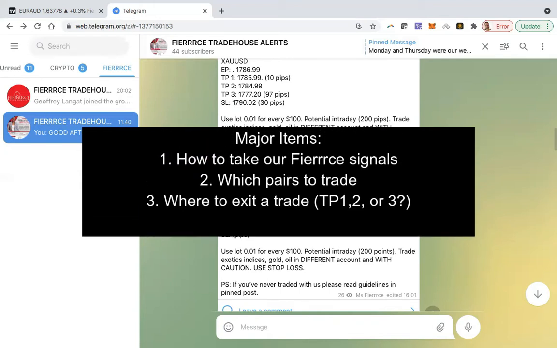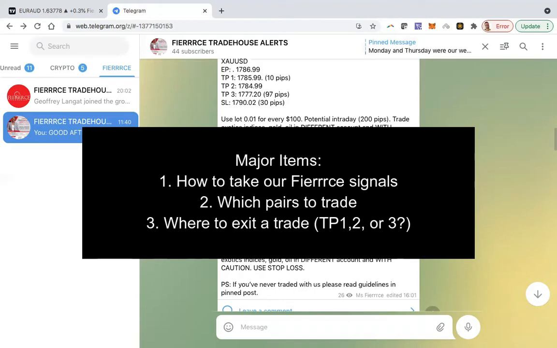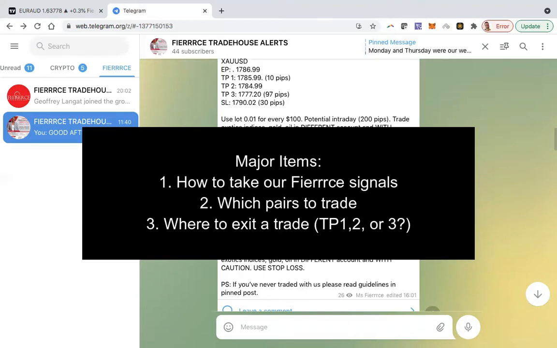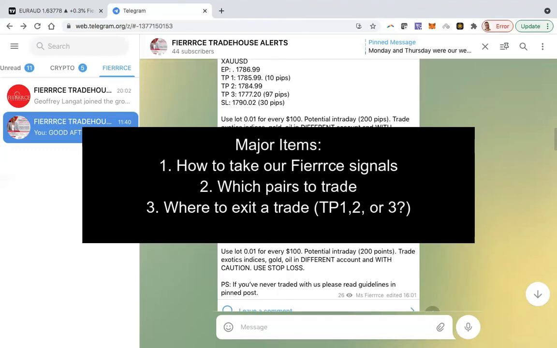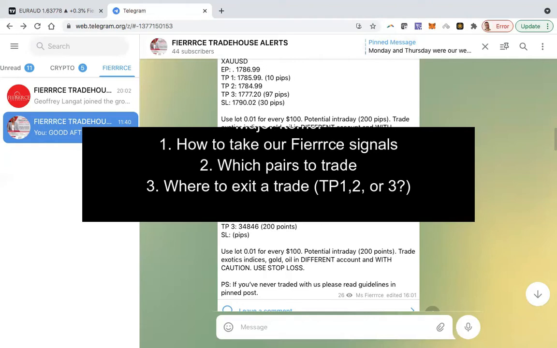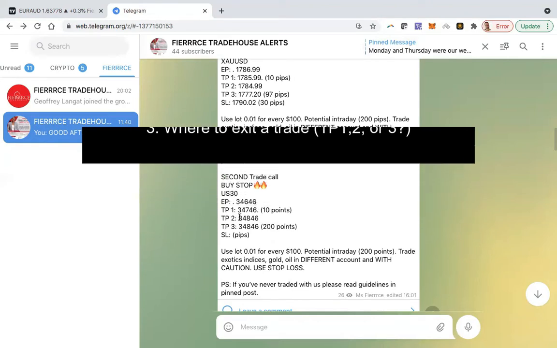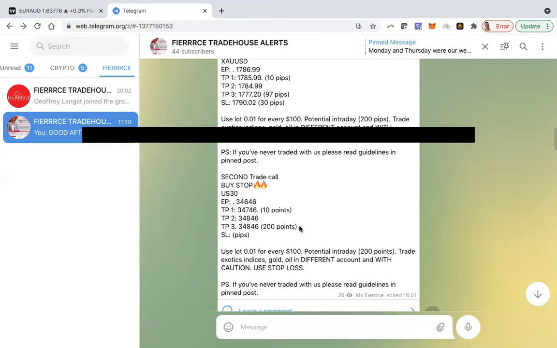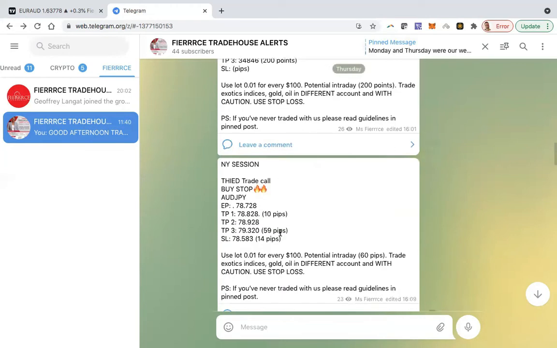And then secondly, help you guys determine which currency pairs to trade. Third is help you guys determine where to get out of the market. So do you take TP1? Do you take TP2? Do you take TP3? And I'll probably also cover stop loss, if that's okay.